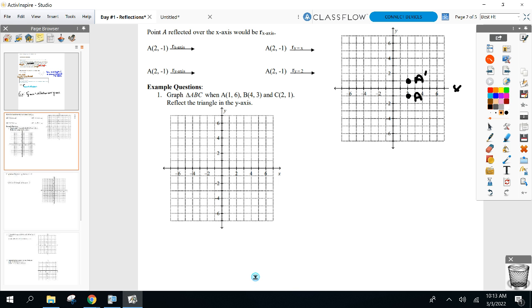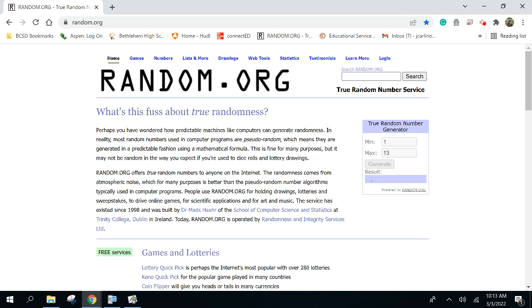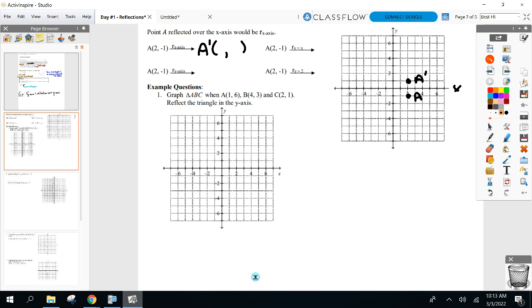So go back up here. A becomes A prime, and I'm going to start calling on people. What's the coordinate of A prime now? What's the coordinate of A prime? Oh, sorry, let me do this over again. What's the coordinate of A prime right now? 2, 1. So 2, -1 became 2, +1 when I reflected over the X-axis. Count the distance and then match it on the other side.